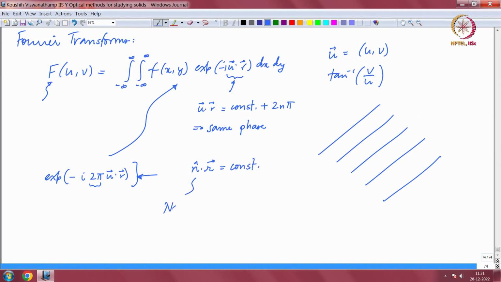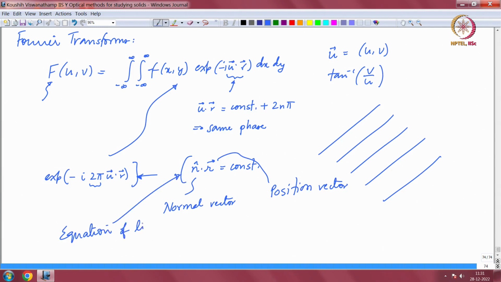N is a normal vector, normal to the line, and r is the position vector, and depending on the constant, this gives you the equation of a line. Okay. The constant of course determines how far from the origin the line actually is. If the constant is equal to 0, the line is passing through the origin. If the constant is positive, it is passing through the top right quadrant, and so on. Okay. So, this is just a slightly different way of looking at the equation of a line.